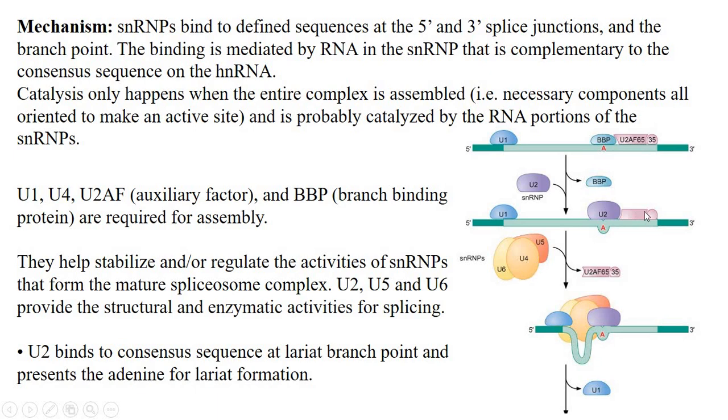At this point, the auxiliary factors aren't required, so these auxiliary factors will be removed, and U4, U5, and U6 will bind here. These SNRPs together provide structural and enzymatic activity for splicing. So this image is not completely correct, and I will just talk about that in a minute.